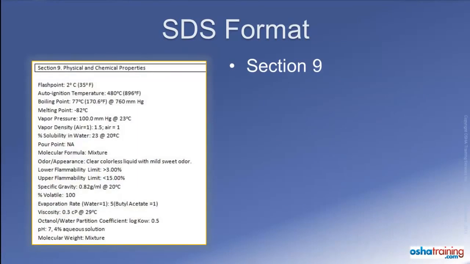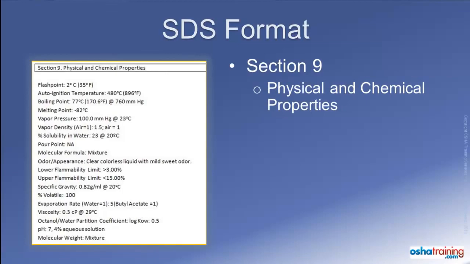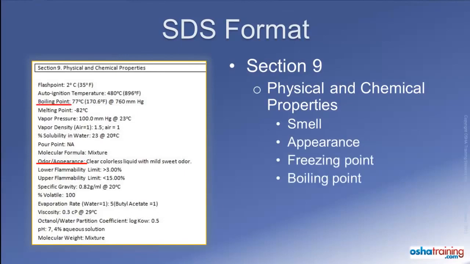Section 9 of the Safety Data Sheet identifies all applicable physical and chemical properties associated with the product. While most workers may not care about this type of information, safety managers and engineers may have a need to know about specific information on the product, including but not limited to: what does it smell like? What does it look like?